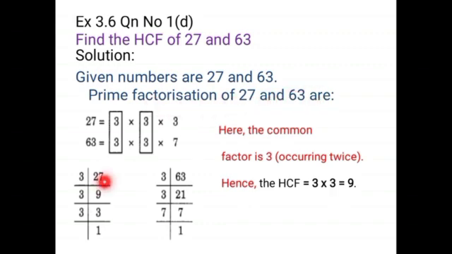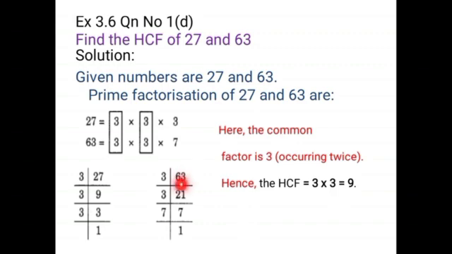27 is divisible by 3. 9 3s are 27, 3 3s are 9, 1 3 is 3. So we can write the prime factorization of 27 as 3 multiplied by 3 multiplied by 3.